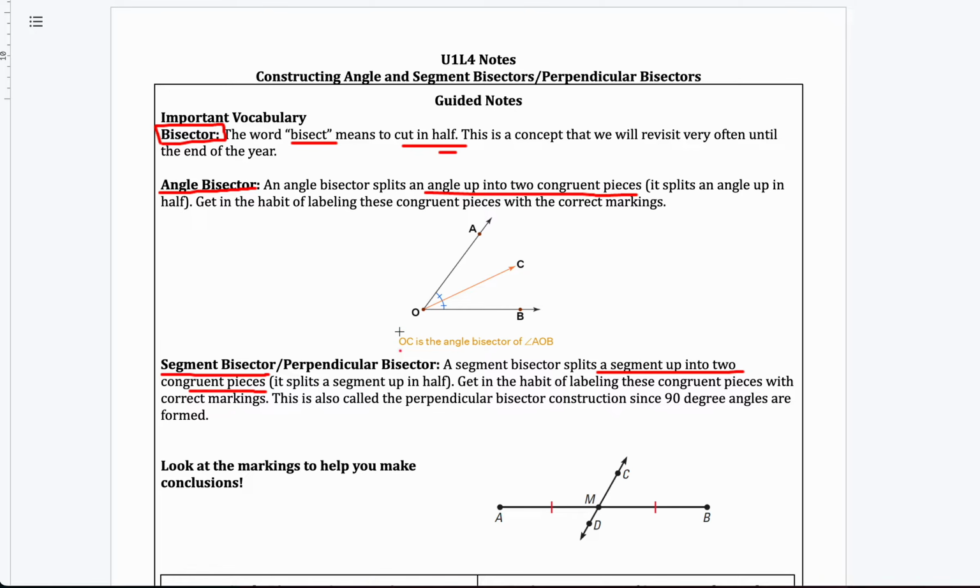This says that OC, which should be labeled as a ray, is the angle bisector of angle AOB. So OC is this ray right here. And if we know that it's the angle bisector, we can go ahead and label our congruent angles. So I know that angle AOC is congruent to angle COB, and we show that with our arc marks.